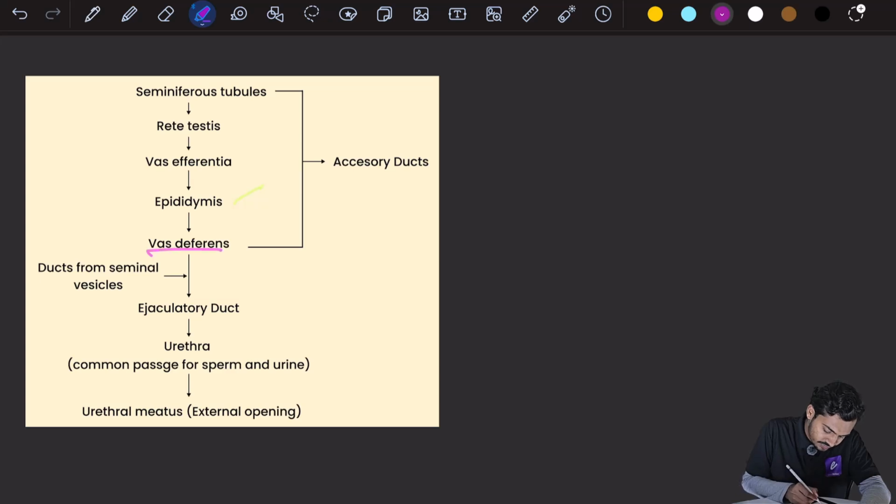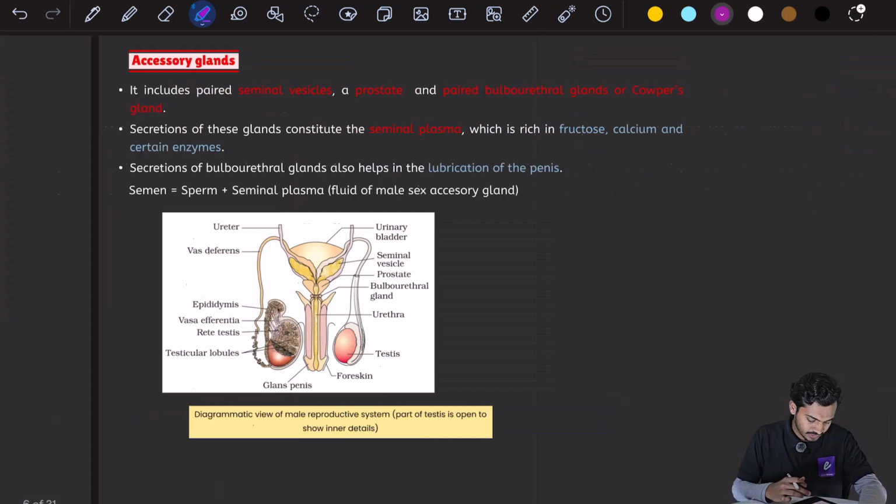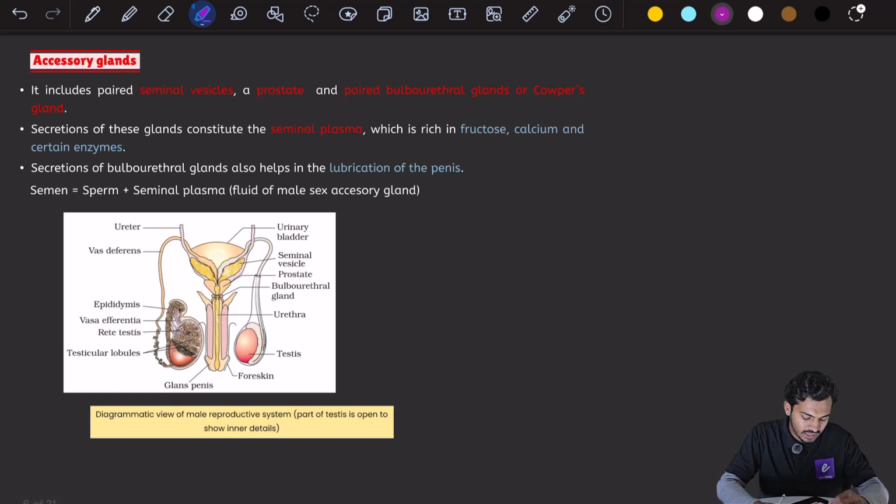Epididymis to vas deferens. Vas deferens से ejaculatory duct. Ejaculatory duct से urethra. And it will come outside the body from the external urethral meatus, right? So sperms इस path से travel करते हैं. Okay, now we will go and study accessory glands. अब हम पढ़ेंगे accessory glands के बारे में, ठीक है?